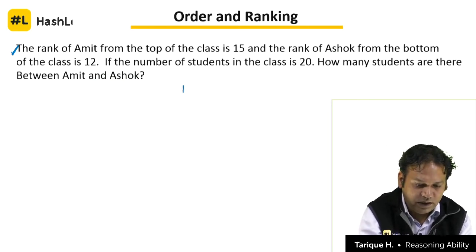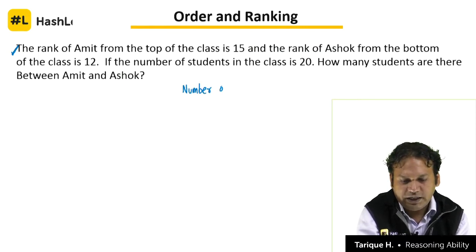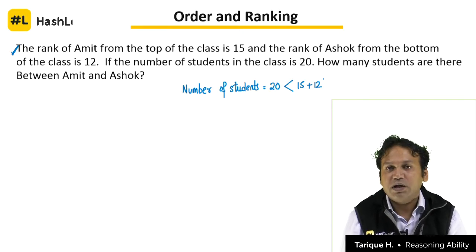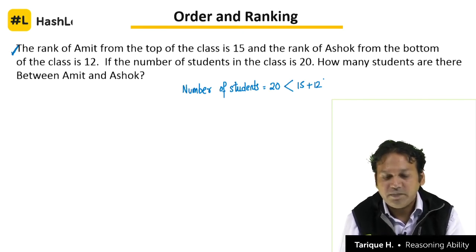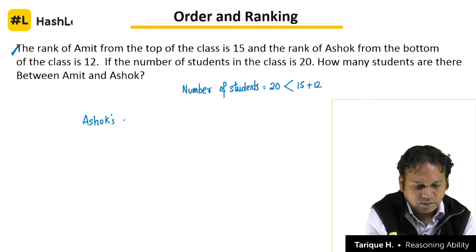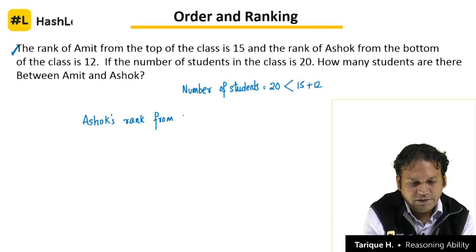So, here what is given to us is number of students, and we can see that number of students, which is equal to 20, is less than the sum of the rank of Amit and Ashok. That means, in this scenario Ashok will be ranked higher than Amit, clear. So, Ashok's rank from bottom is given to us.